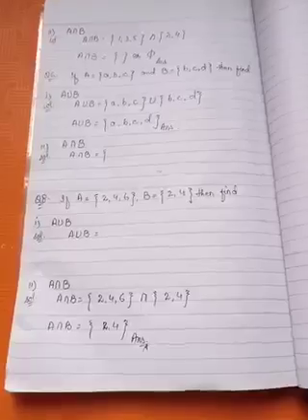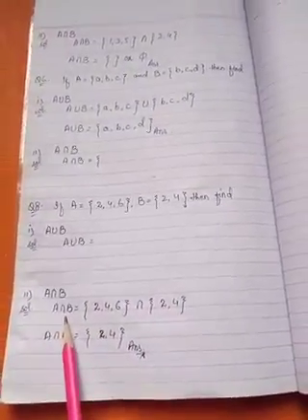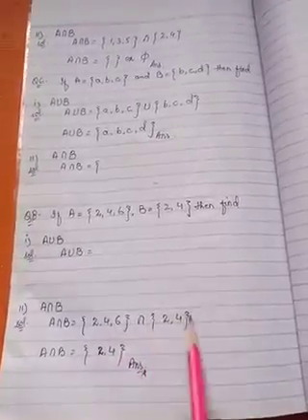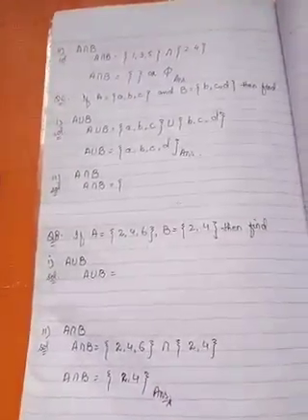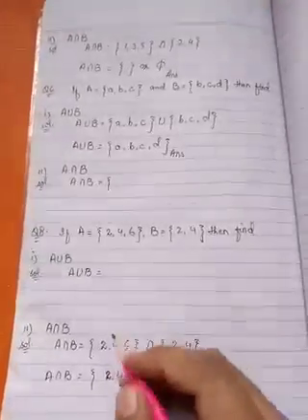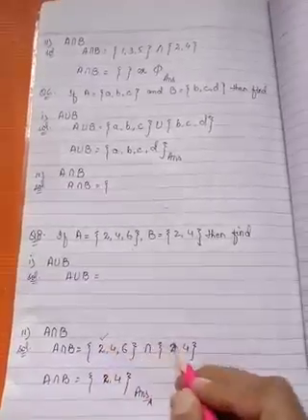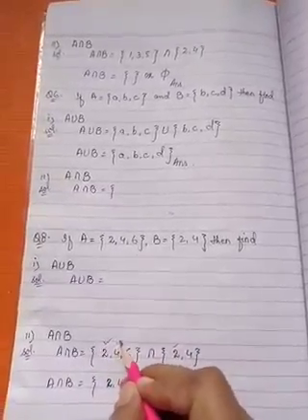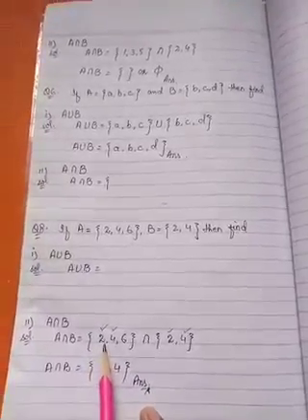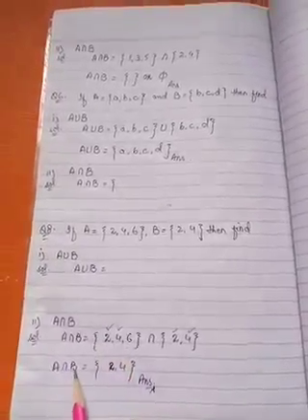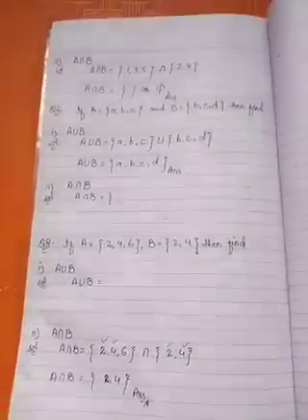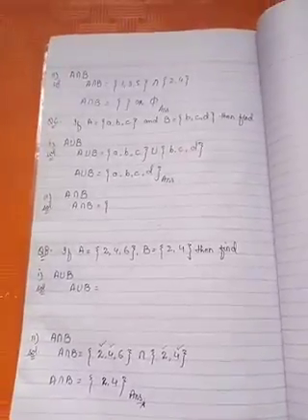Come to the intersection, A intersection B. Set A, the symbol of intersection, and set B which contains the elements 2 and 4. What are the common elements? 2 is present here, 2 is present here, 4 is present here, 4 is present here. So in intersection, we will write the common elements only. So A intersection B is 2 and 4. I hope students the concepts are clear to you.